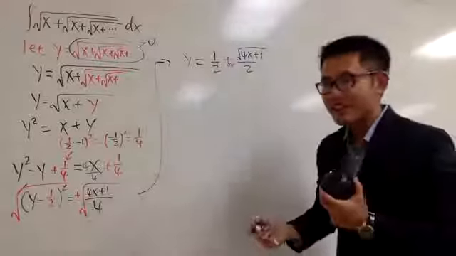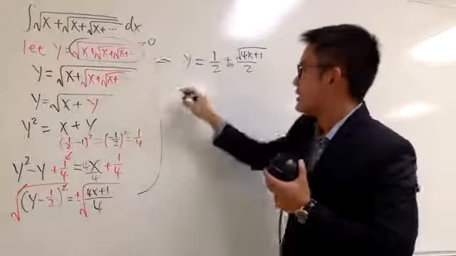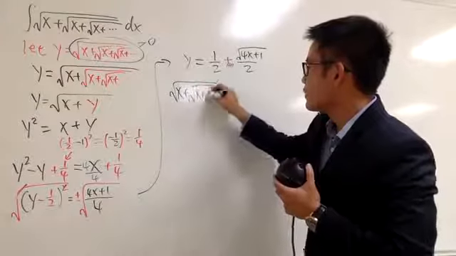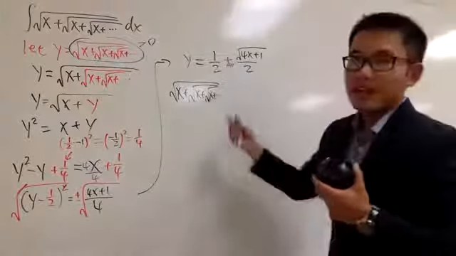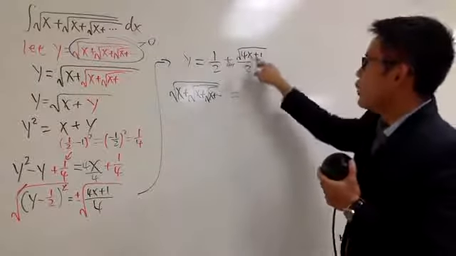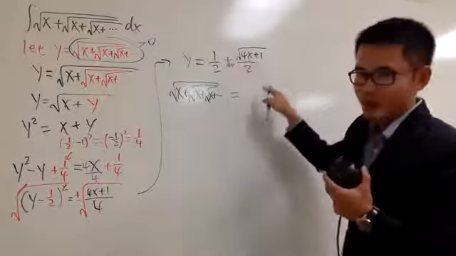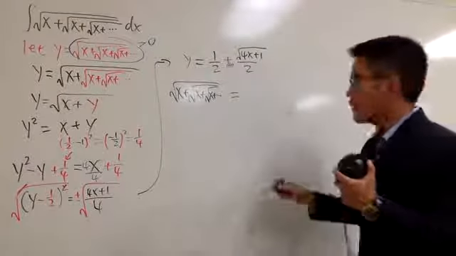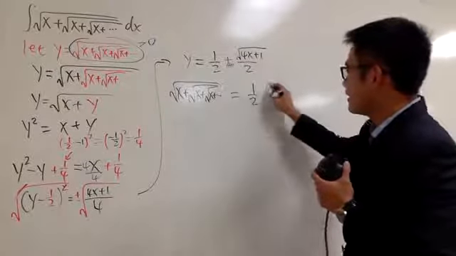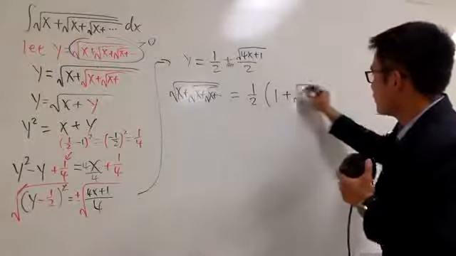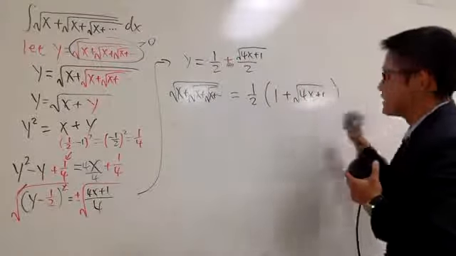So, putting things together, we are saying that the square root of x plus the square root of x plus the square root of x plus dot dot dot is equal to 1/2 plus square root of 4x plus 1 over 2. Both of them have the 1/2, so let's factor it out to the front. Let me put that down first, and then the parentheses, and then we will have 1 plus the square root of 4x plus 1, like this.